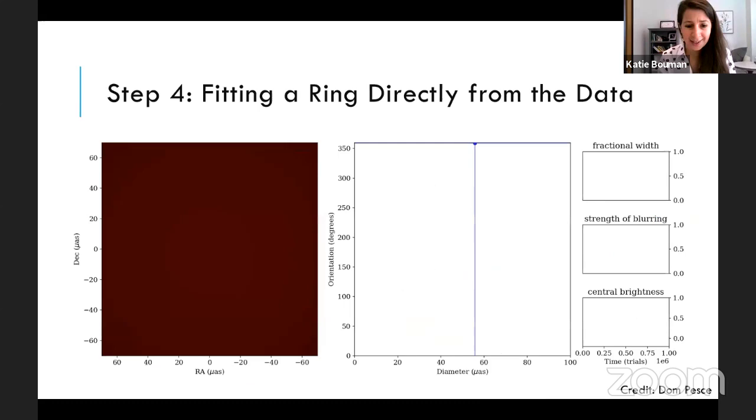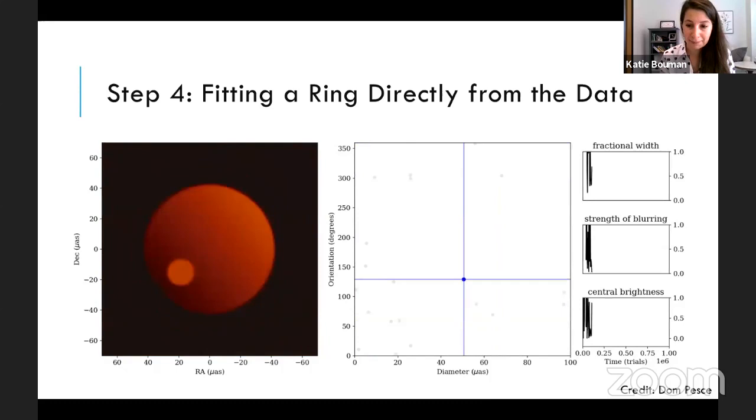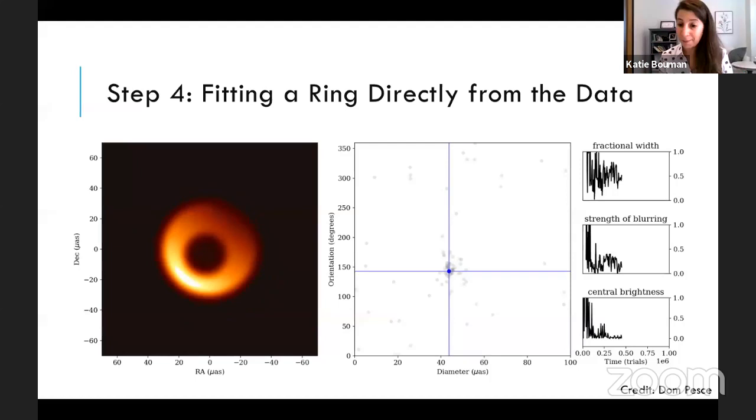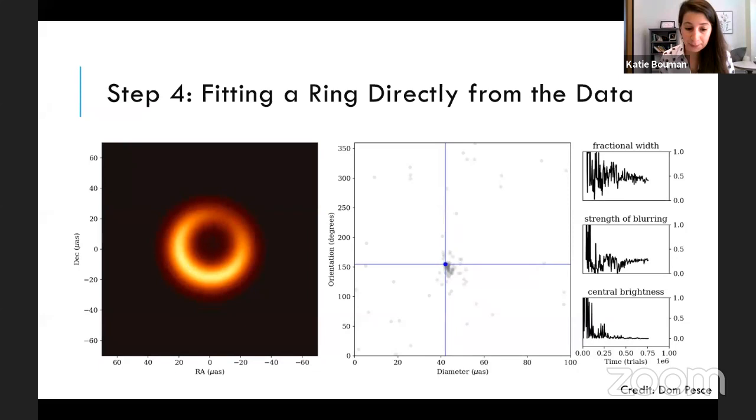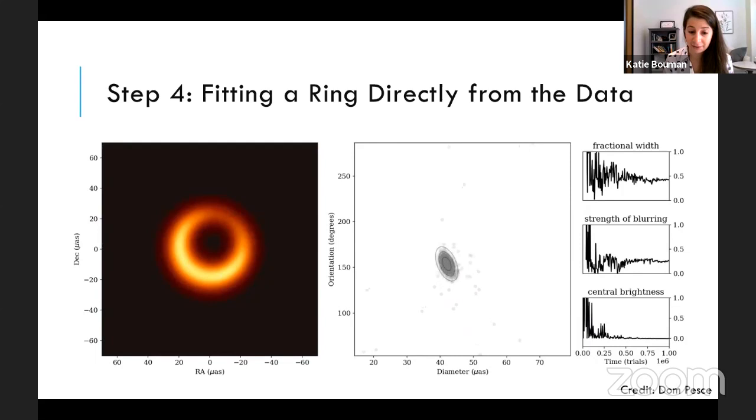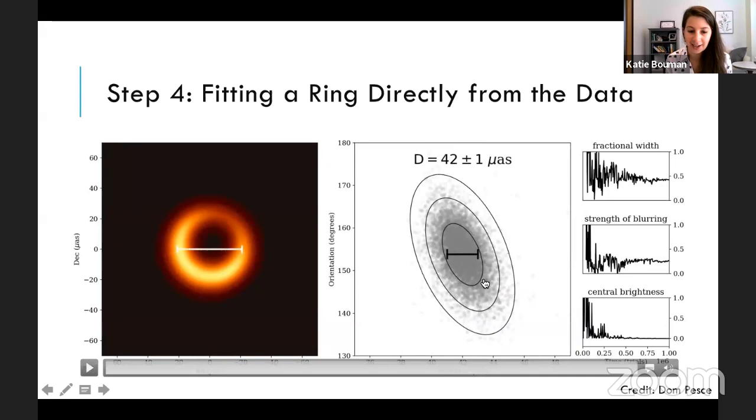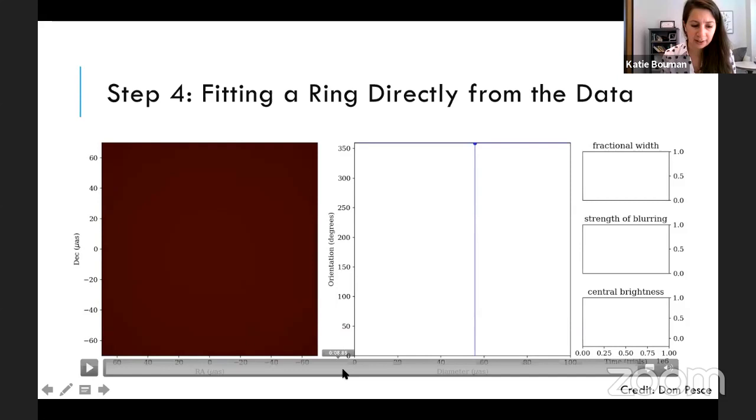But then, as Aviad said, there was also a group of people who worked on just sampling methods, fitting crescent models to the data. So there was no imaging involved. It was just fitting models where you could get posteriors. And they also saw a consistent diameter. Here you can see they got something that was also consistent, about 42 microarcseconds. And they also sampled something about the posterior. So all these methods were able to recover a very similar underlying feature of the data.